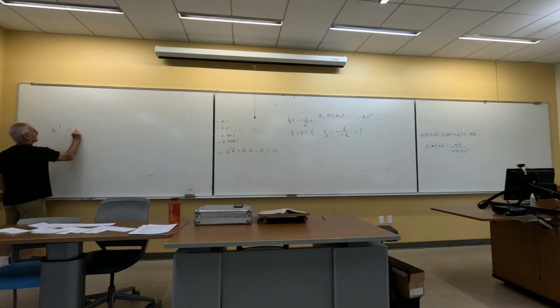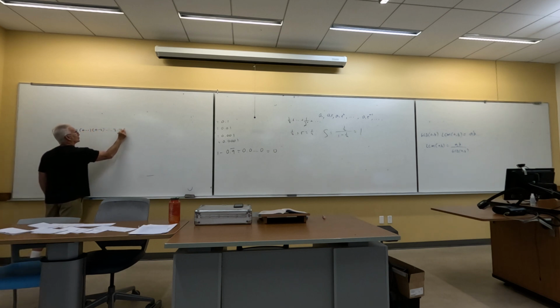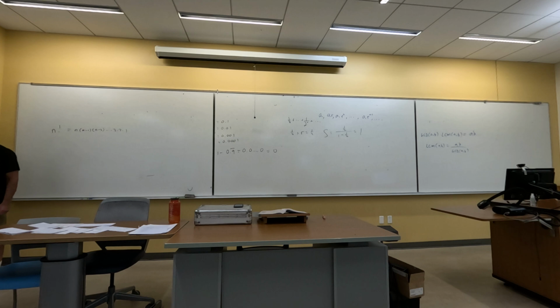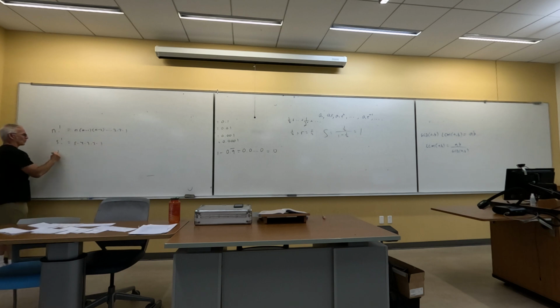So this is n minus 1, n minus 2, all the way down 3, 2, 1. Suppose n is large. So if I said 5 factorial, that's 5, 4, 3, 2, 1. What if I said 1 factorial? I'd just be 1. So then I'll the conundrum.